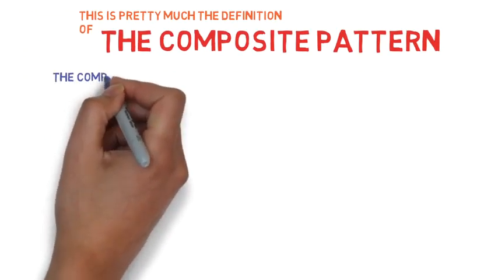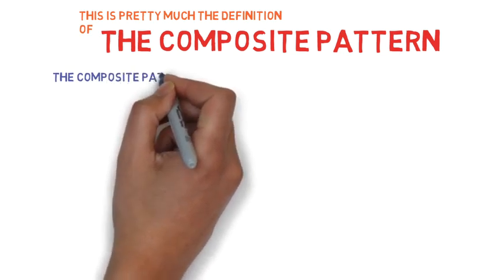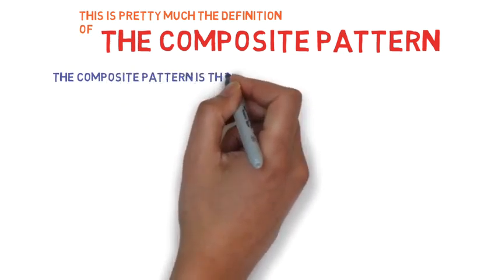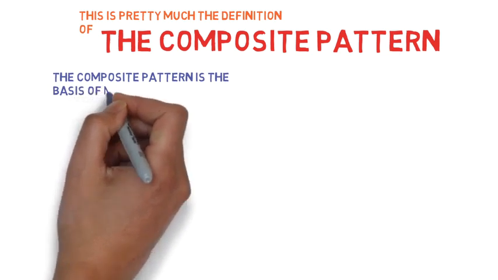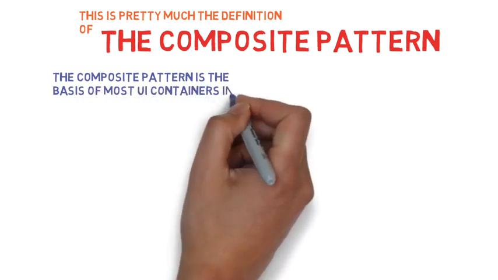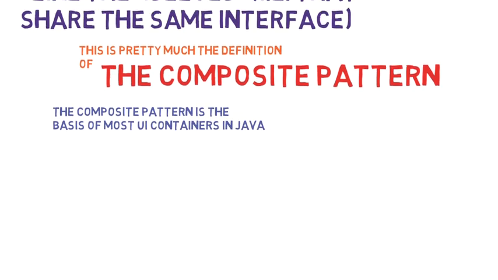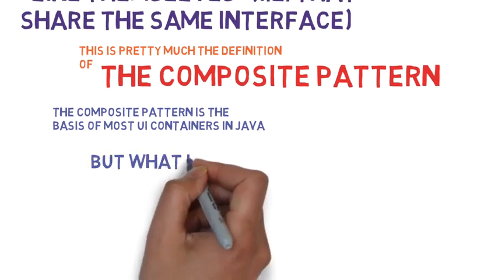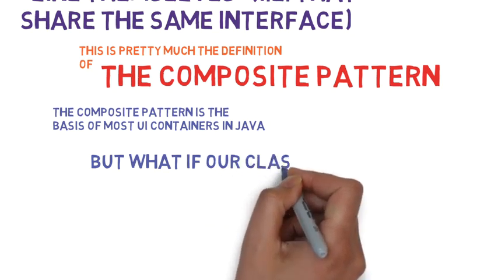The composite pattern forms the basis of most user interfaces that we build. UI frameworks generally tend to follow the composite pattern because it fits so well with what they want to build. The whole UI containers in Java is nothing but the composite pattern.